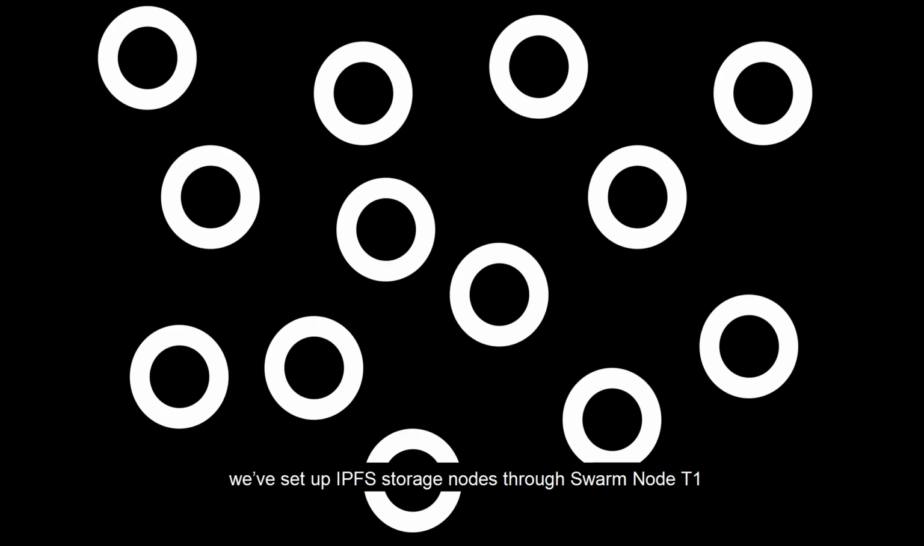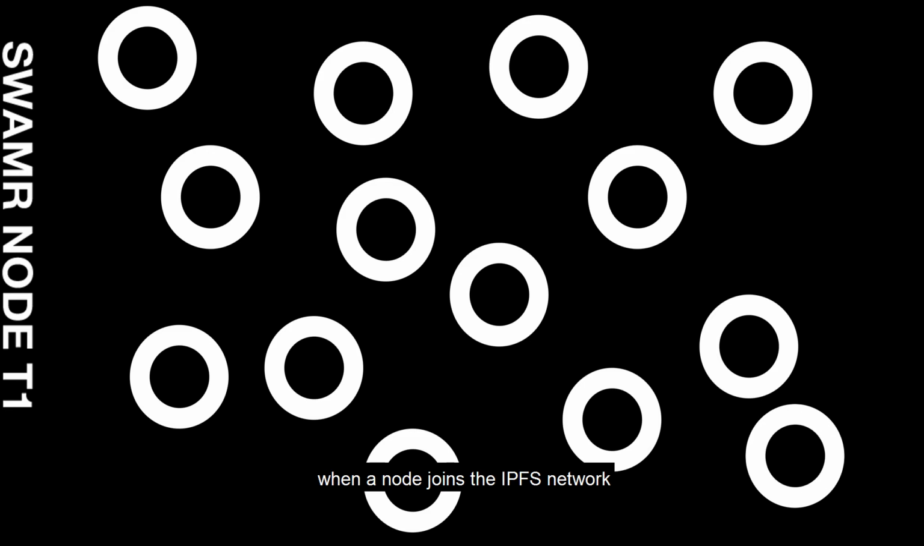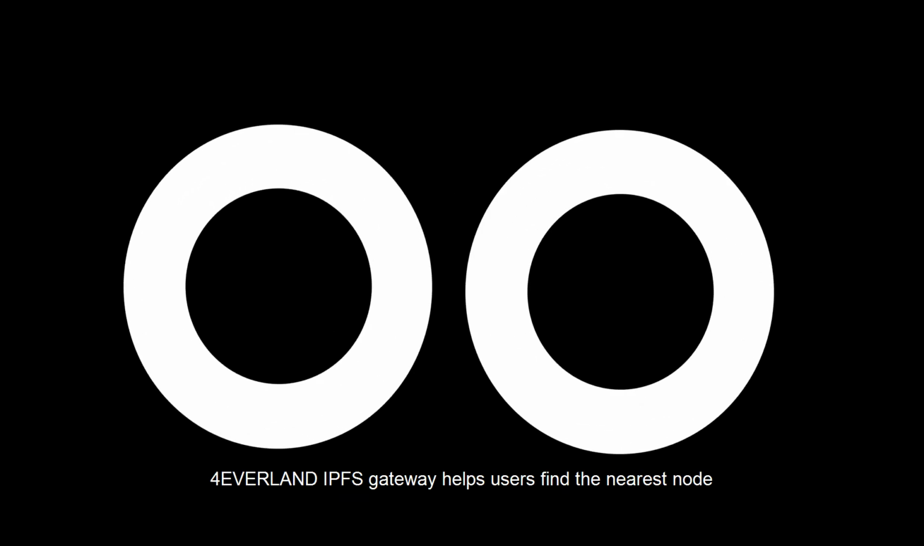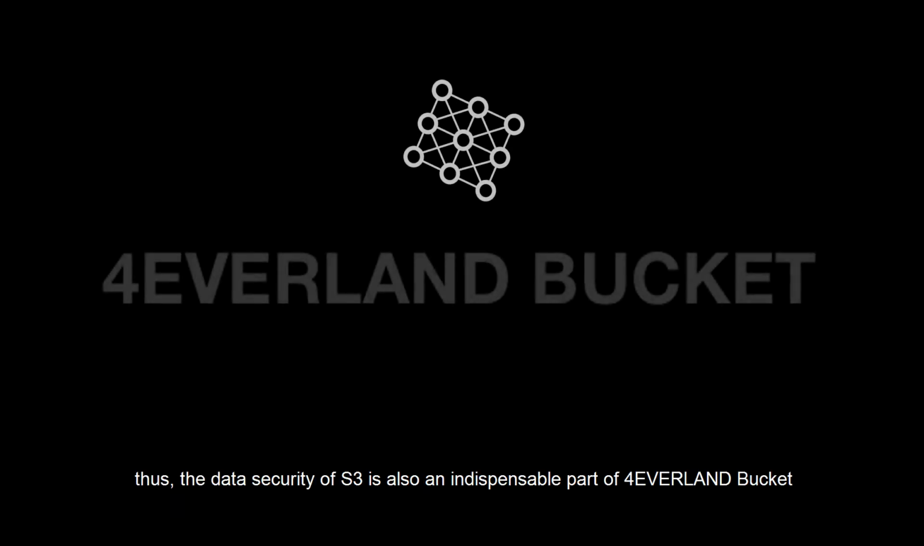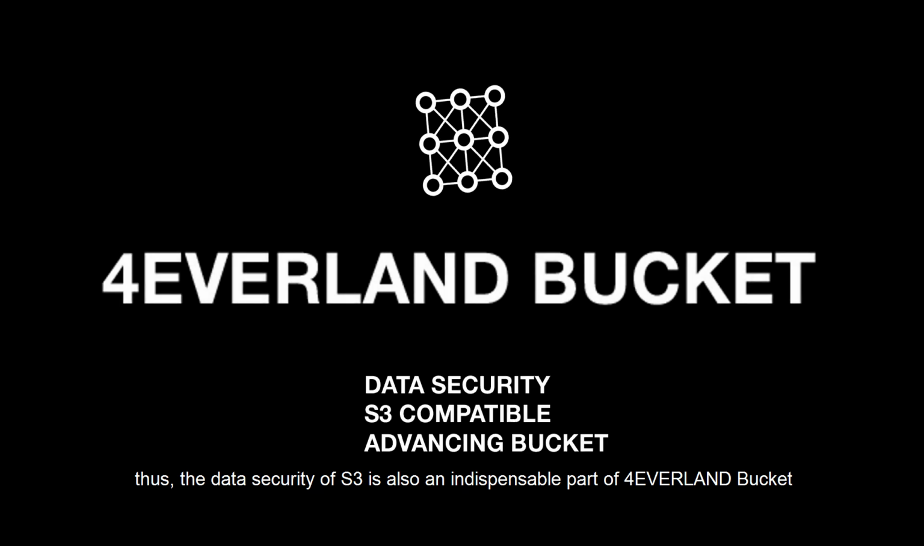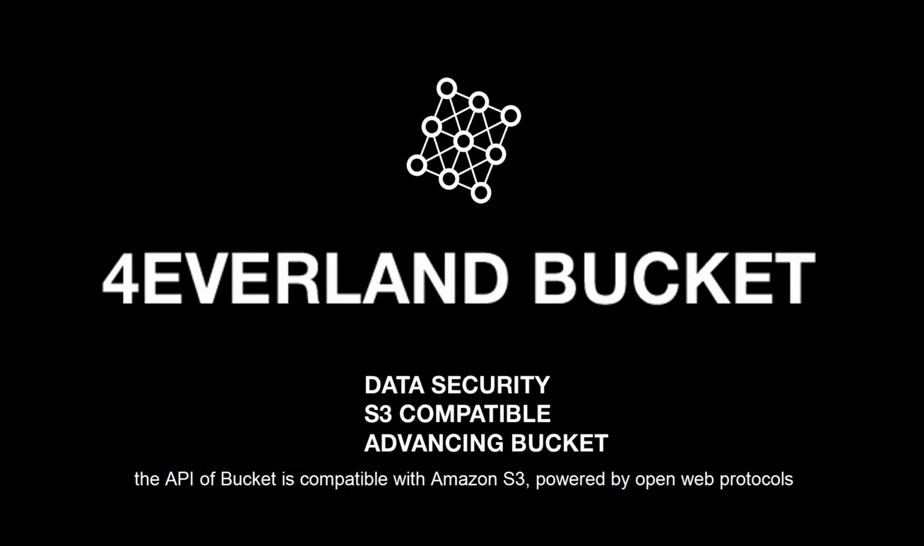We've set up IPFS storage nodes through Swarm Node T1. When a node joins the IPFS network, Evelyn IPFS Gateway helps users find the nearest node and provides quick upload and download of a file. Thus, the data security of S3 is also an indispensable part of Evelyn Bucket. The API of Bucket is compatible with Amazon S3 powered by Open Web Protocols.